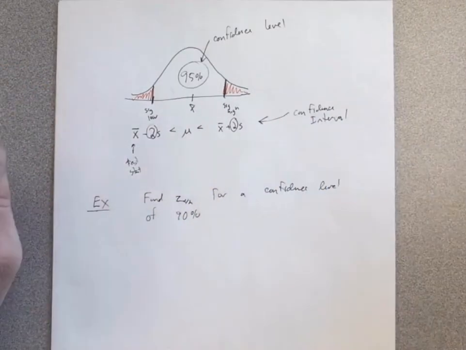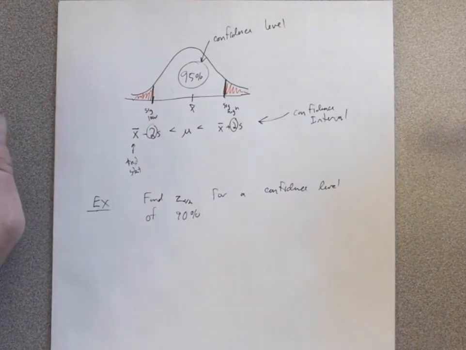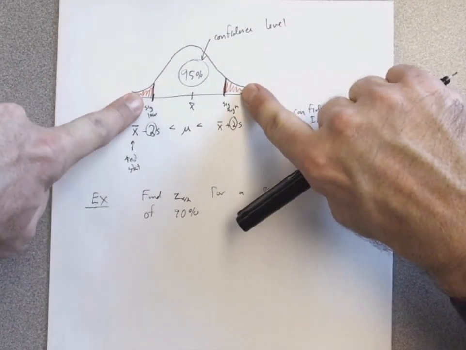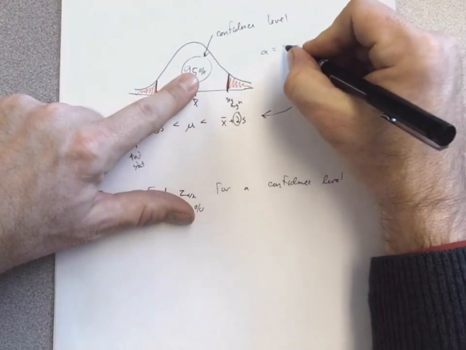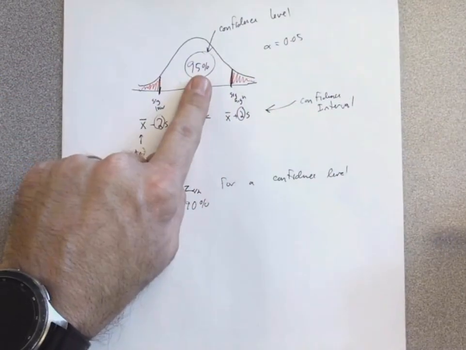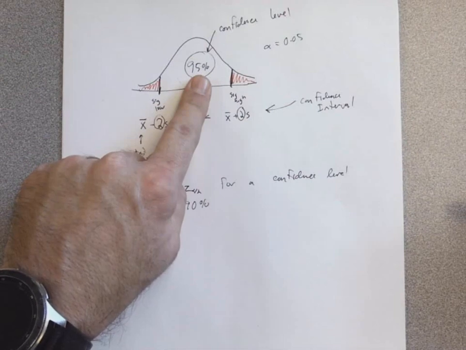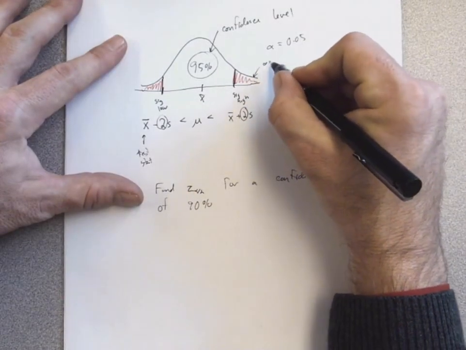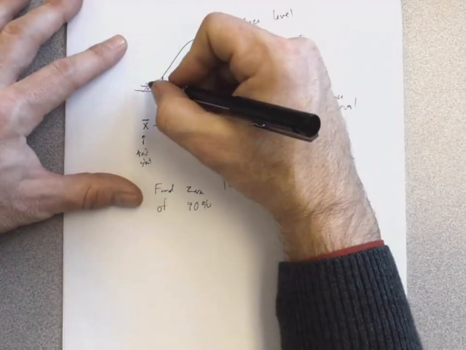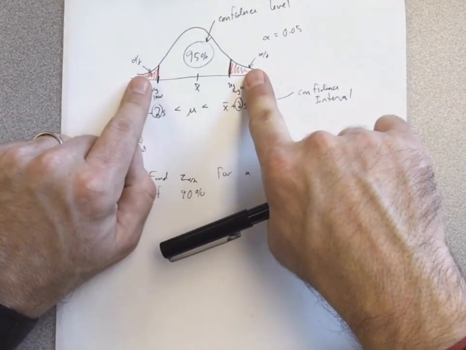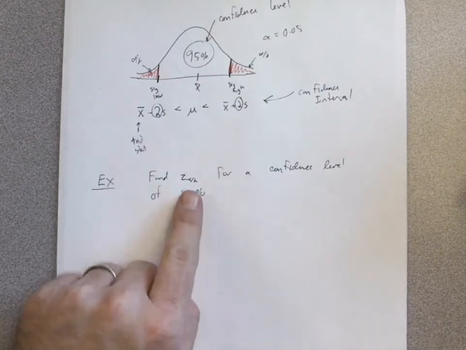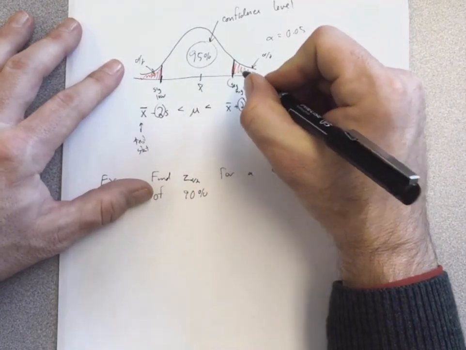Now remember that the reason we're doing Z alpha over 2 is because we're talking about two tails. In this case, for 95%, alpha would be equal to 0.05 because it's what's missing from the 95%. Is that clear? So each one of these areas here would have to be alpha over 2, half of 5%. This also would be alpha over 2, half of 5%. That's why both of these are 2.5%. So when I ask for a Z alpha over 2, I'm asking for the z-score here.